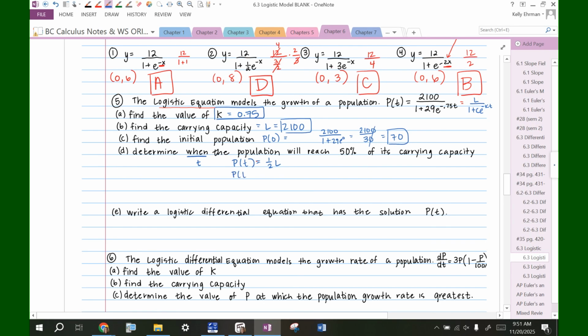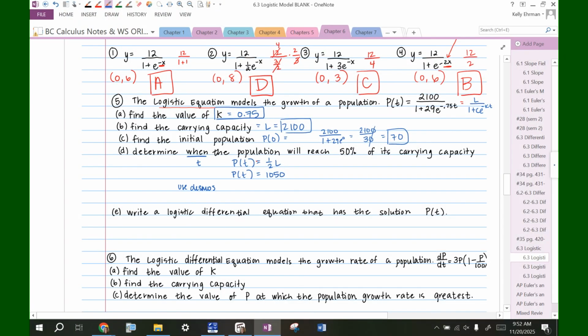So when is P of T equal to half of 2,000, which is 1,000, and half of 100 is 50, so 1,050. I can check that on a calculator too. This would be a calculator problem. So solve for T. I'm just going to use Desmos.